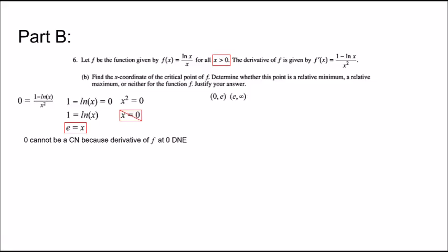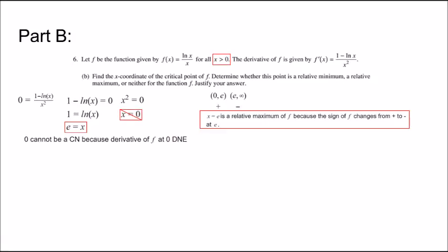Now, we must test this number to determine if it is a relative max, min, or neither by determining the sign of the intervals. Since the sign of the interval from 0 to e is positive and the sign from e to infinity is negative, we know that x equals e is a relative max. Our justification for this is that the sign of the derivative of f changes from positive to negative at e, proving that x equals e is indeed a relative max.